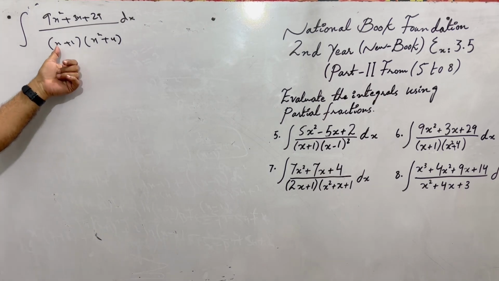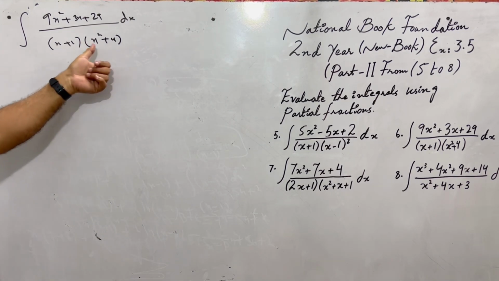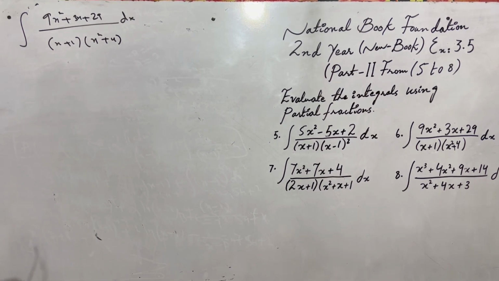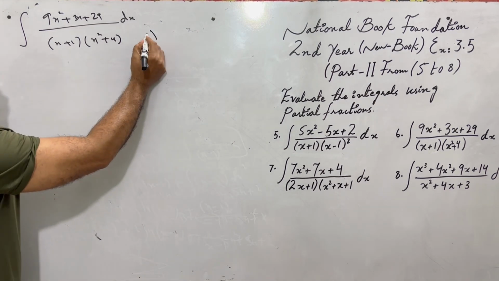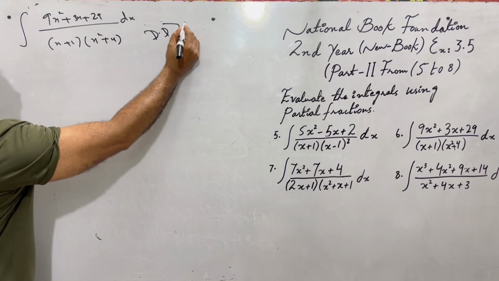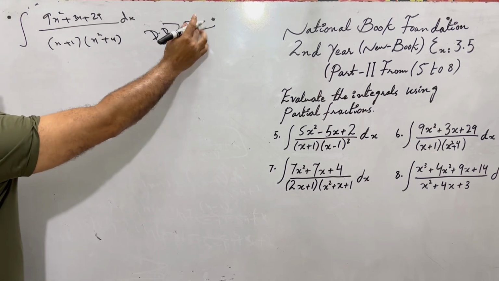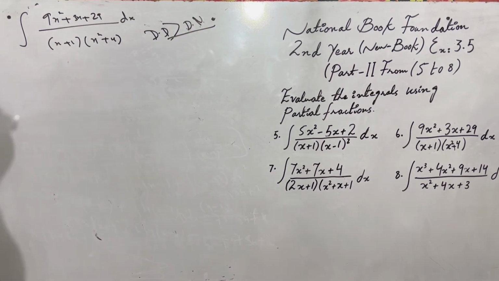If you multiply them throughout, it will become x cube. It is not a function derivative situation. If it is not a function derivative situation, the degree of the denominator is greater than the degree of the numerator. It is a possible case of partial fraction. Let's see and find out.